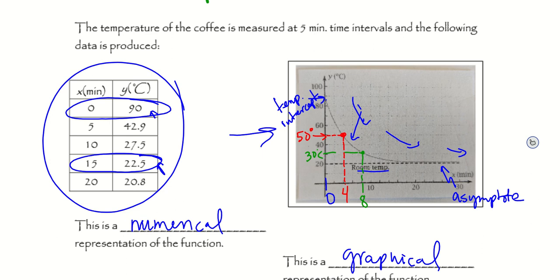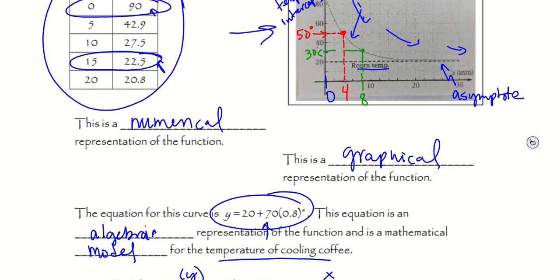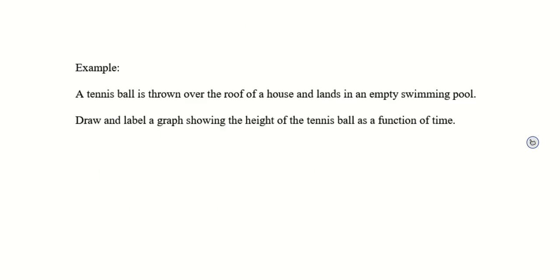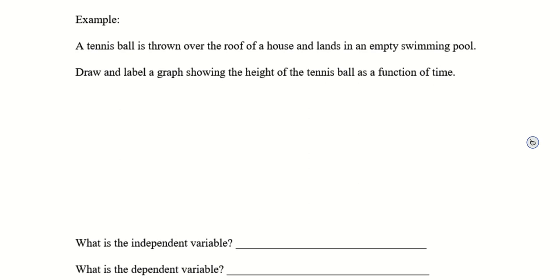So those are our 4 representations of a function. We started with verbal, then numerical with points, then graphical, and then algebraic. We will use all 4 of those representations throughout the year. Let's go on and look at our second example. This time we're going to draw a graph from the situation. We have a tennis ball that is thrown over a house.